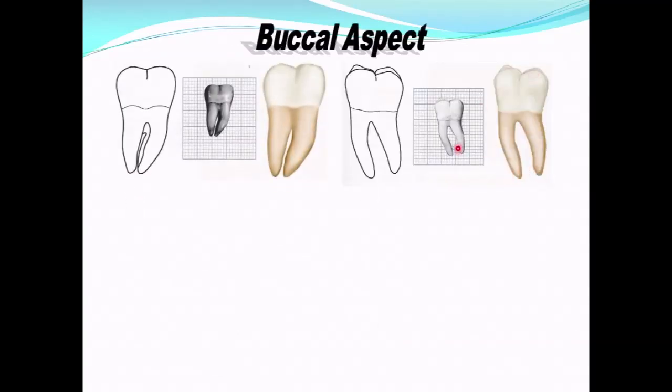Let's start with the aspects. The first aspect is the buccal aspect. Here is the mandibular second molar, and in the place of the mandibular first molar we put the third molar. So this is a mandibular right third molar. This is a mandibular left second molar. Let's start with the differences.